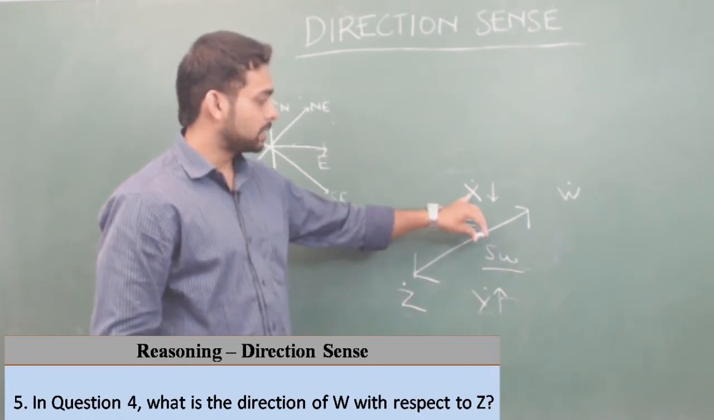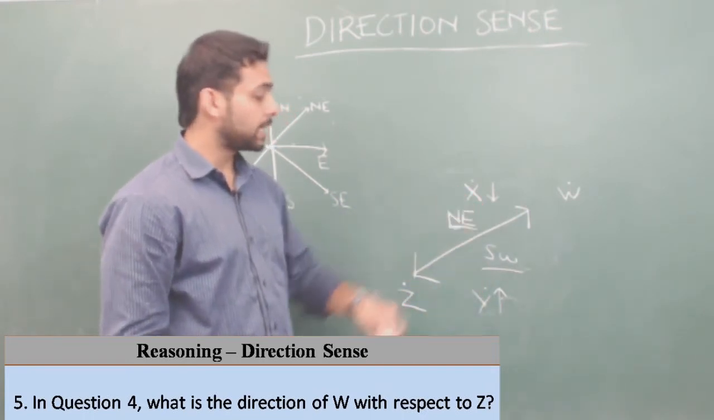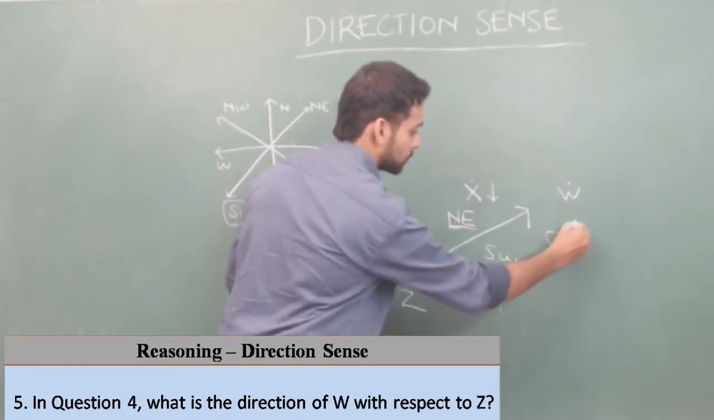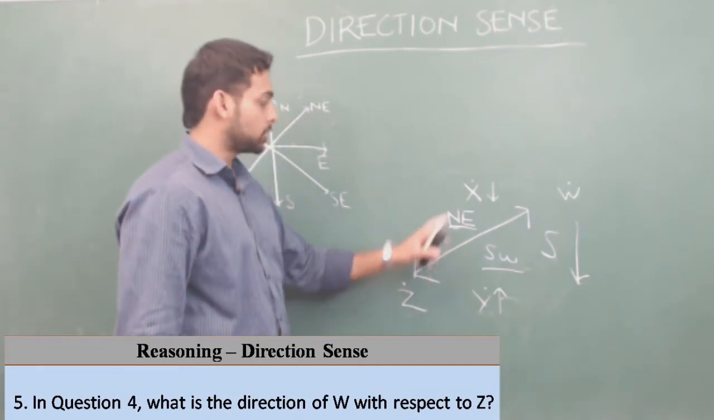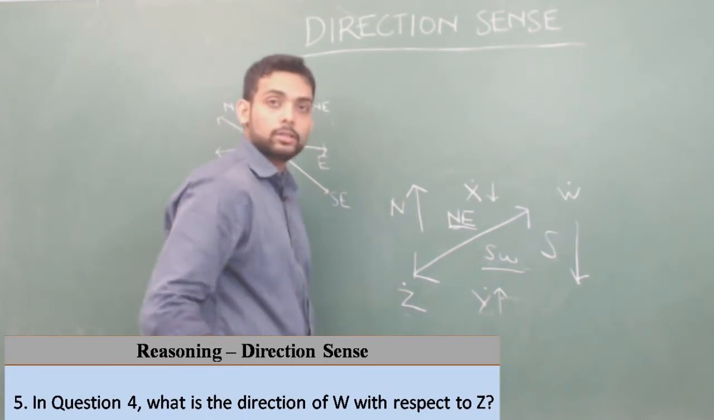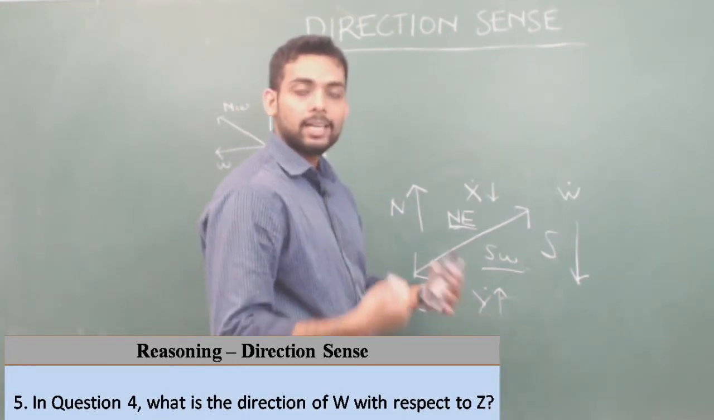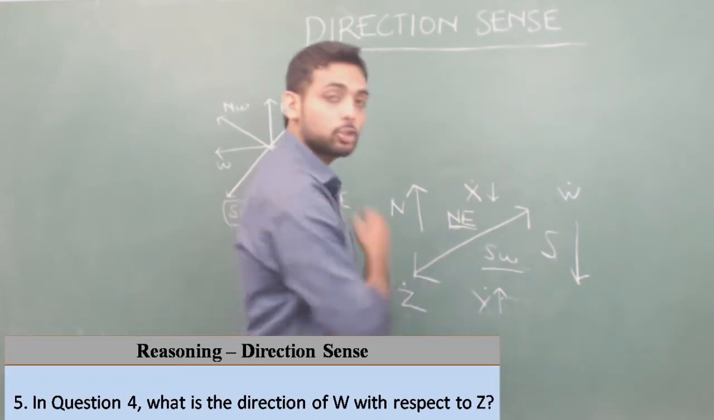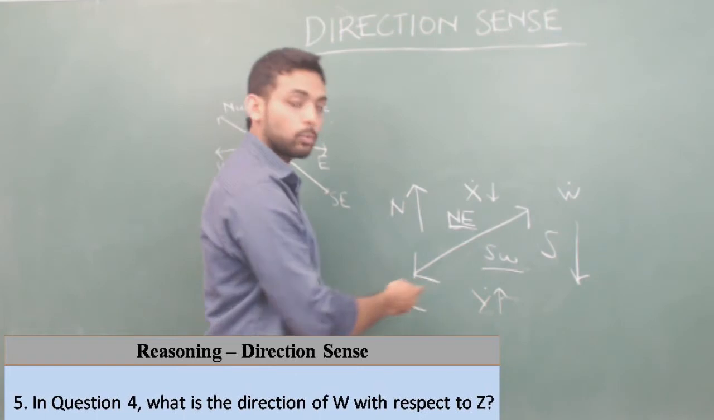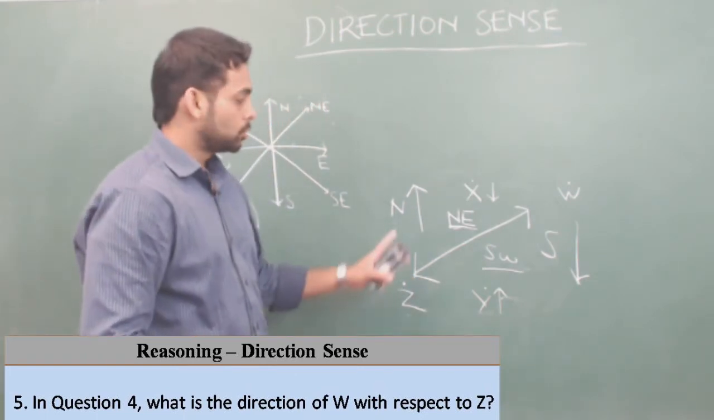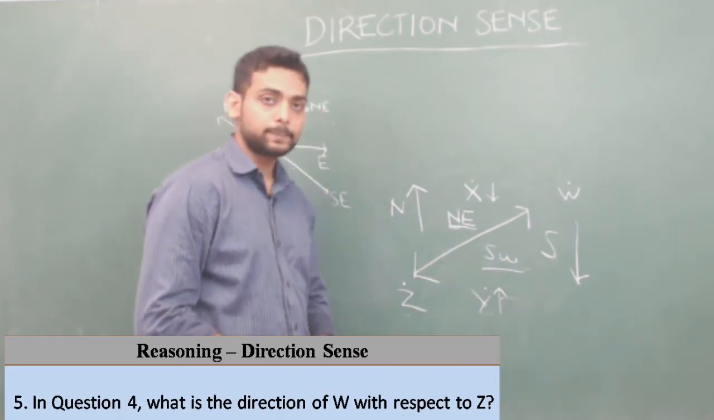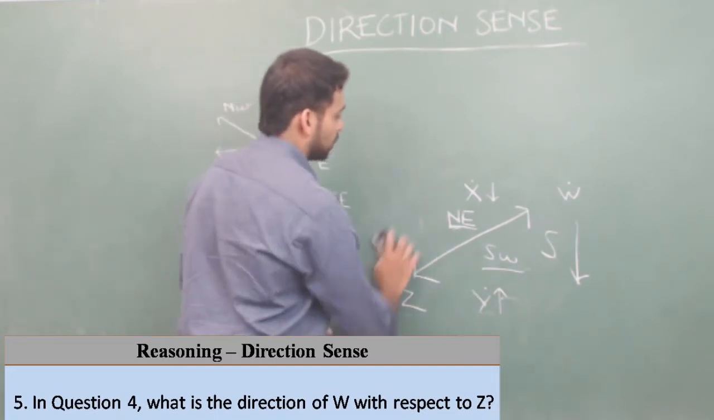So the position of Y with respect to X is south, and the position of X with respect to Y is north. If I see from the point of view of Y, if I become Y, I will see that X is to my north. And if I put myself in place of X and I look at Y, I will find that Y is to my south. So when the perspective interchanges, the directions also become opposite. Right, so let's take a look at our next example.